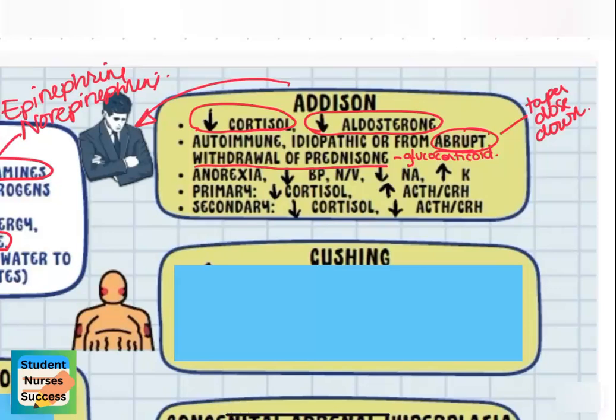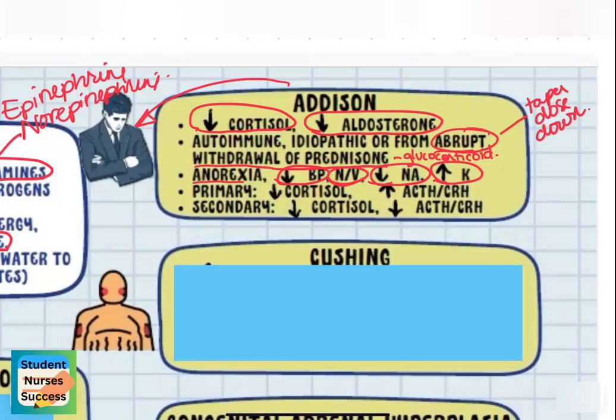Now, in Addison's disease, this decreased amounts of cortisol and decreased aldosterone results in anorexia, hypotension or low blood pressure, nausea, vomiting, increased potassium, and decreased sodium levels.